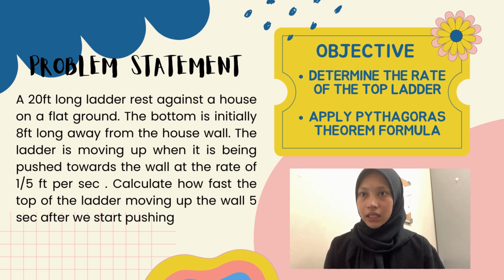The problem statement is: a 20 feet long ladder is raised against a house on flat ground. The bottom is initially 8 feet away from the house wall. The ladder is moving up when it is being pushed towards the wall at the rate of 1/5 feet per second. Calculate how fast the top of the ladder is moving up the wall 5 seconds after we start pushing. The objective for this problem is to determine the rate of the top of the ladder moving up after pushing it and to apply the Pythagorean theorem into differentiation.